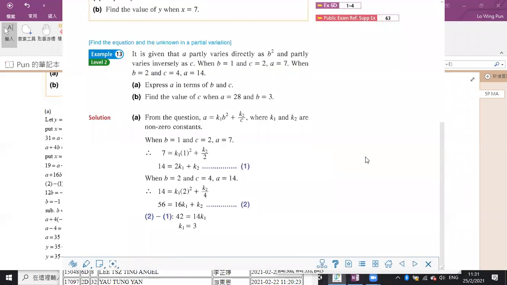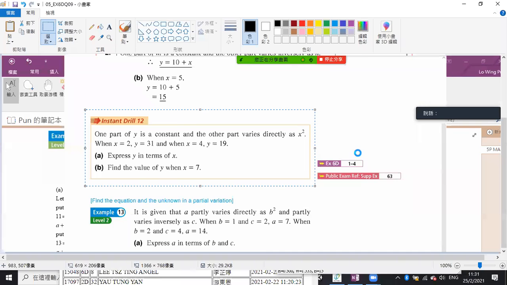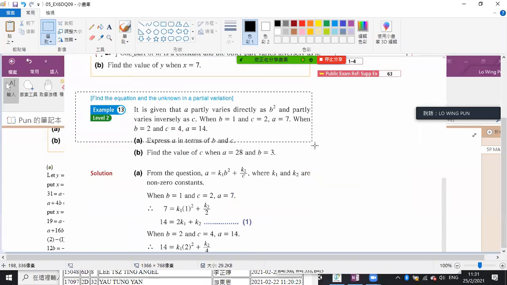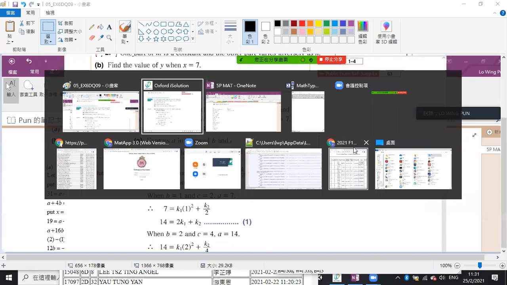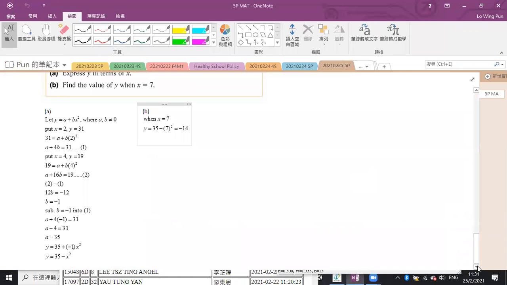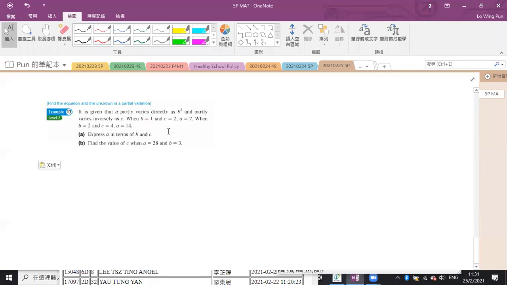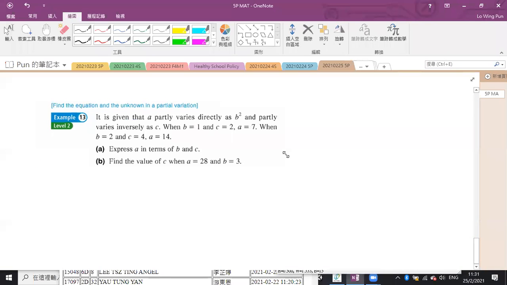Example 13. It is given that A partly varies directly as B squared, partly varies inversely as C. Okay, partly. Which one is the subject?